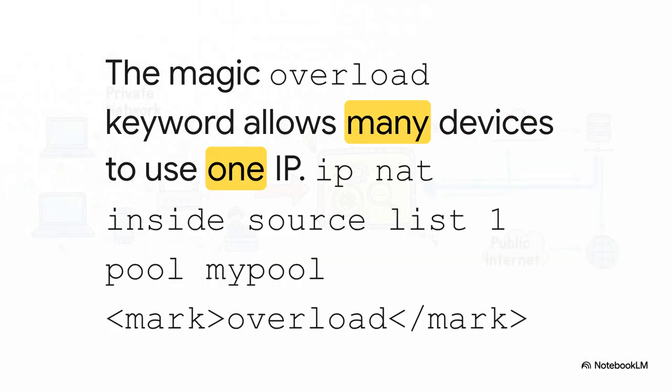And now for the most common one, PAT. Look closely at this command. It looks almost identical to the Dynamic NAT command, but with one tiny magic word added to the end, overload. That's it. That one word tells the router, hey, take that pool of addresses, even if it's just one IP, and overload it. Use the port numbers to handle everything. So much power packed into that one little word.